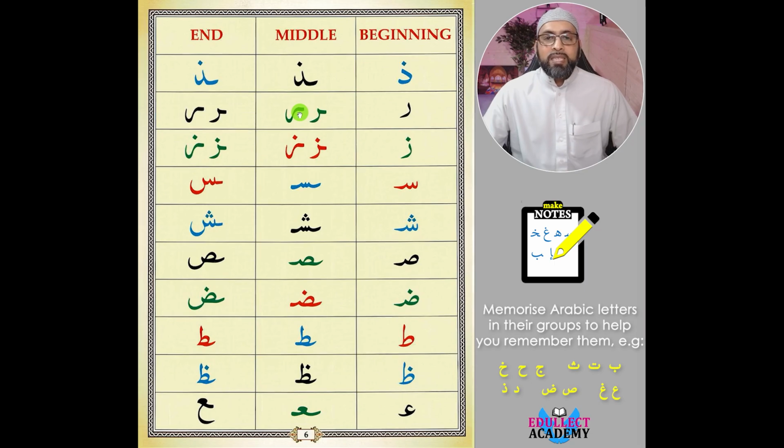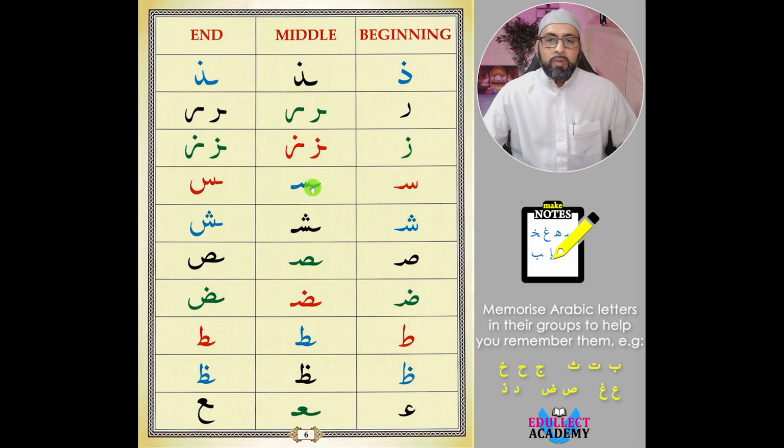Now, the thing is ra and za are identical apart from the dot. So za, which is the next letter, is identical to the ra, but it has a dot, similar to the middle and at the end. So if you can identify ra, you should be able to identify za immediately because the za has the 2 dots. Moving on to the sin. The sin in the beginning will be written in this form.